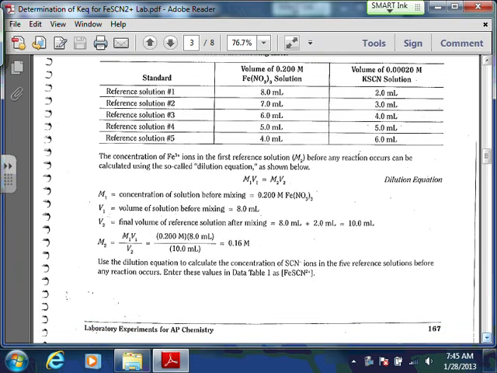The concentration of Fe3 plus ions in the first reference solution before any reaction occurs can be calculated using the dilution equation. Okay, and that's essentially going to help you find the final concentration after the solution is diluted. It says use the dilution equation to calculate the concentration of SCN minus ions in the 5 reference solutions before any reaction occurs. Alright, so just one thing to remember here, you got KSCN solution.